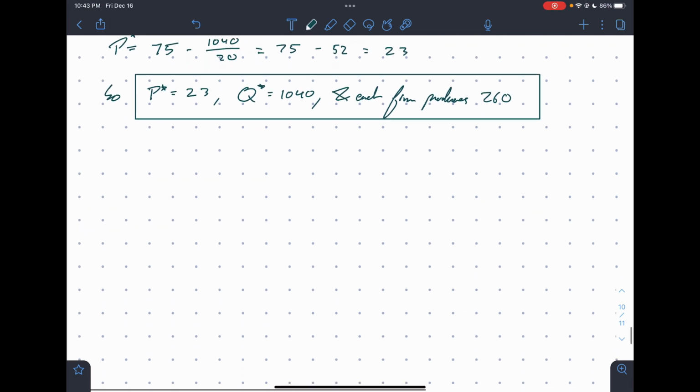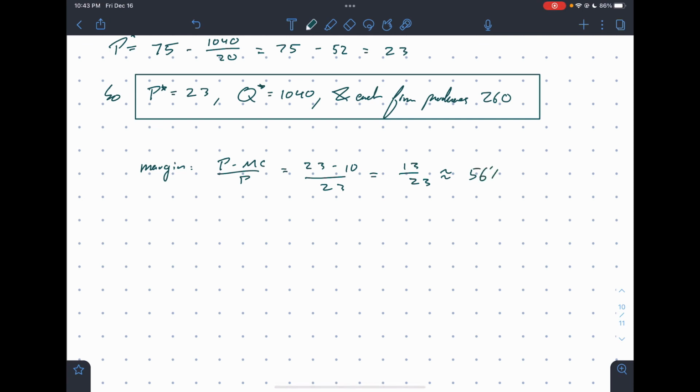So the last thing is we need to find the margin. So here we're going to find price minus marginal cost divided by price. So this is going to be 23 minus 10 divided by 23. This gives us 13 over 23. This is approximately like 56%, which is lower. Why is this lower? More firms, so there's more competition.